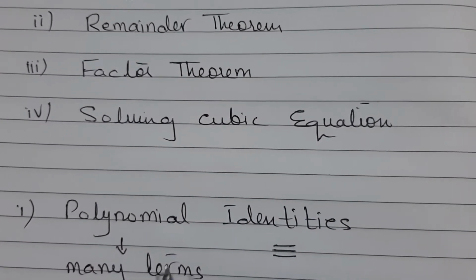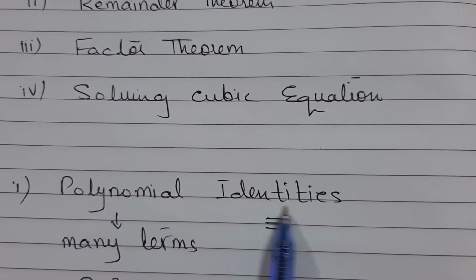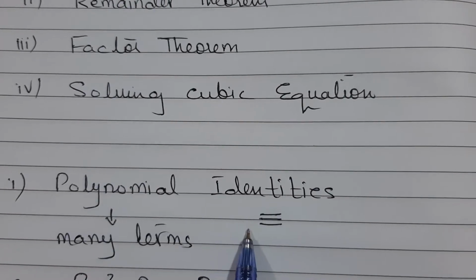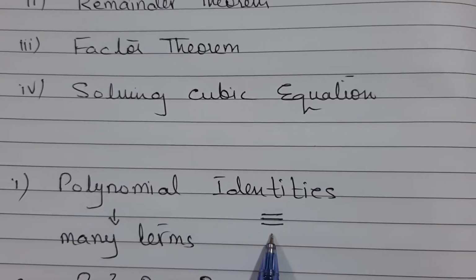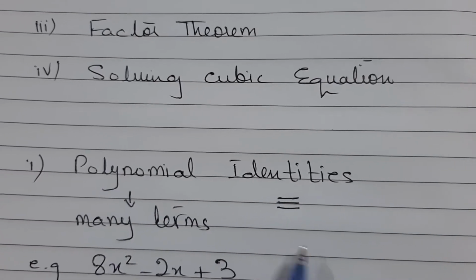So let's start with polynomial identities. Number one thing in this chapter you need to know. Now identities are represented by this notation, 3 parallel lines, and identities mean same thing. I'll explain in a while.